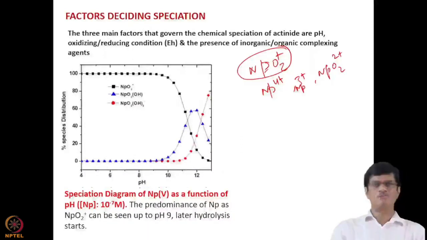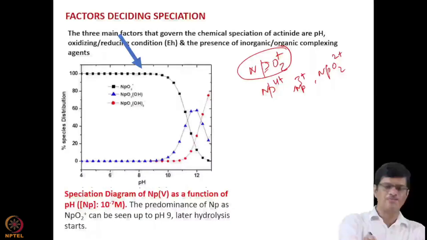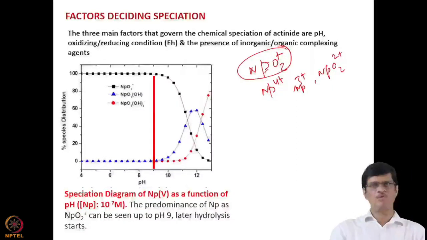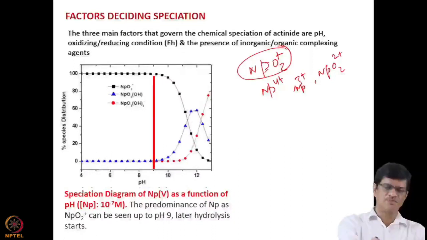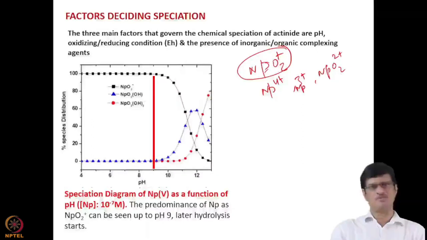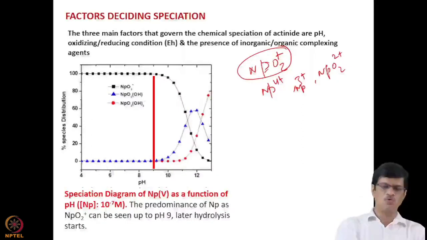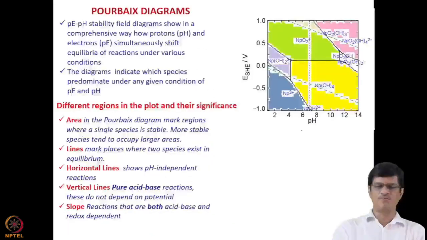So we give the distribution of the neptunium(V) species as a function of the pH, and the concentration of neptunium taken here is 10 to the power minus 7 molar. You can see here that at low pH values, you get this neptunium(V) species, which is the black line shown here. Up to a pH of around 9 or so, the neptunium(V) species, NpO2+, is predominant. Beyond that, it is going to undergo hydrolysis, and there is a possibility of formation of NpO2OH, which is a neutral species, or NpO2(OH)2 minus, which is an anionic species. So you find that first the NpO2OH species forms, and then subsequently it forms the NpO2(OH)2 minus species. That is how, at pH greater than 12, you get the anionic species of neptunium.